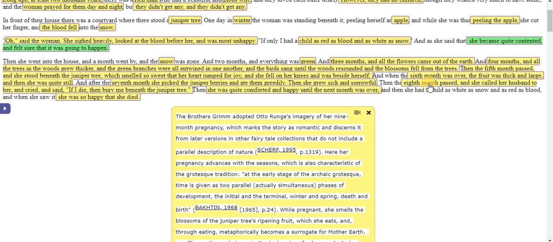Now, the 8th month passed and she called her husband to her and cried. So till now, the presence of the husband is not felt. When the woman becomes pregnant, suddenly there is no presence of the husband.